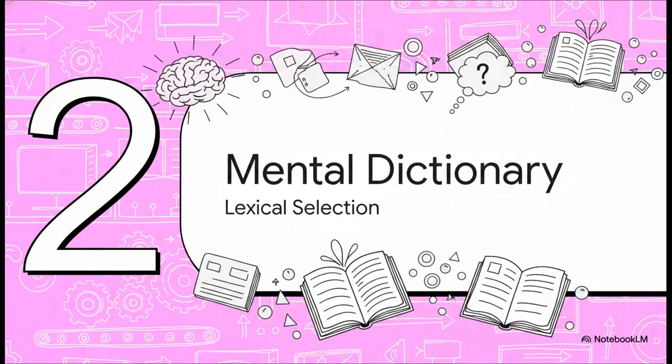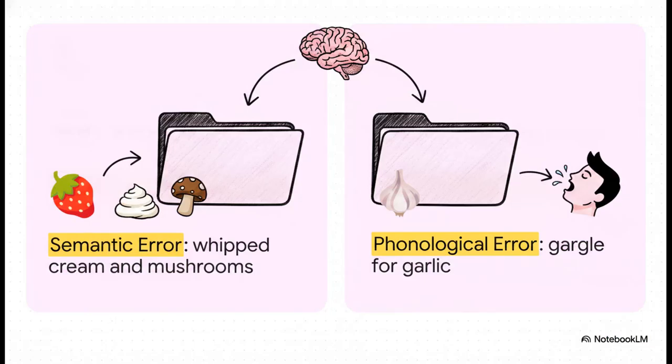Section 2. Searching the mental dictionary. Moving down that assembly line, our first major stop is lexical selection. Your brain has this massive internal dictionary, a lexicon, that organizes thousands of words simultaneously. But how exactly are they organized? Well, what's really interesting here is how speech errors give away the filing system.